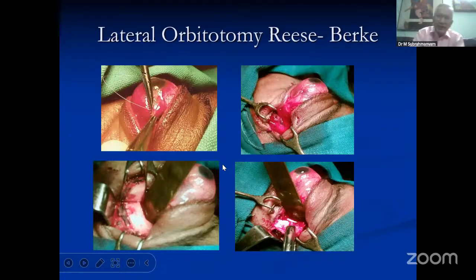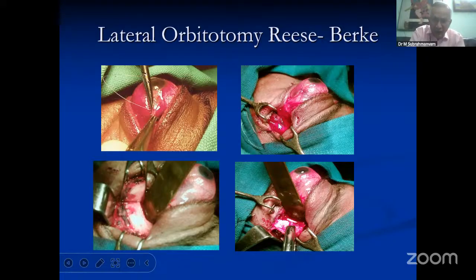Lateral orbitotomy by Reese-Berg incision, which, as I said, is my workhorse procedure. All these procedures are done under general anesthesia. Before we start, the first thing that we do is identify the lateral rectus muscle and pass a 6-0 suture widely into it, so that later it helps us identify the muscle, retract it, and do the dissection without damaging the lateral rectus and without causing diplopia.